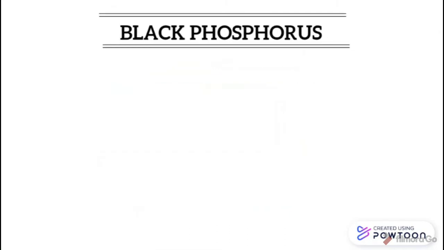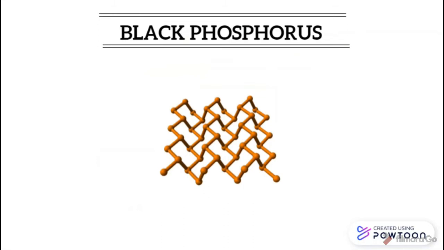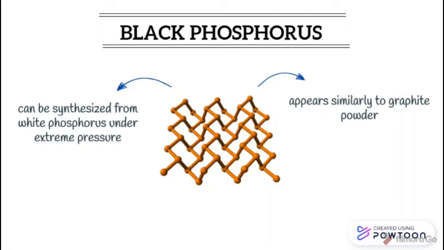The last one is black phosphorus. This is the structure of black phosphorus. Black phosphorus has an orthorhombic pleated honeycomb structure. It appears similar to graphite powder, and it can also be synthesized from white phosphorus under extreme pressure. The density of black phosphorus is 3.56 to 3.83 grams per centimeter cube.